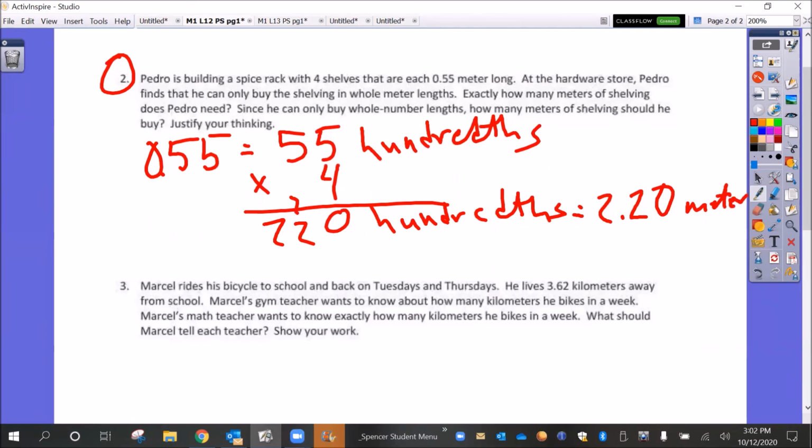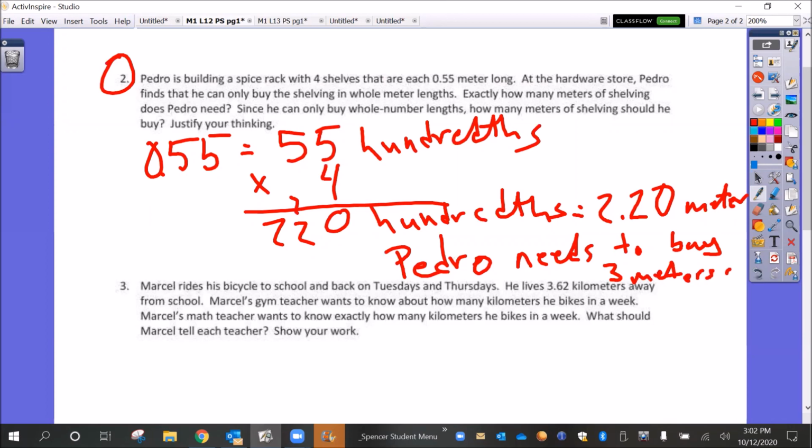So he can only buy it in whole meter lengths. So 1, 2, 3. We know that he needs to buy more than 2 because he needs 0.2 more than 2, or 20 hundredths more than 2. So Pedro needs to buy 3 meters of shelving.